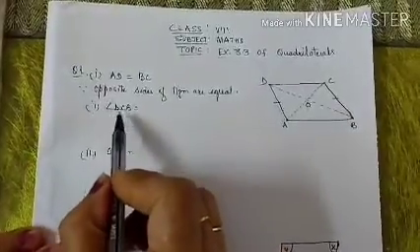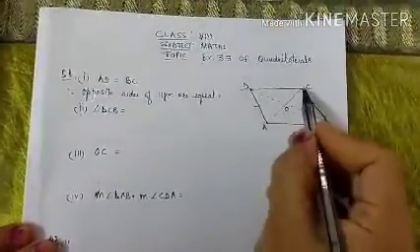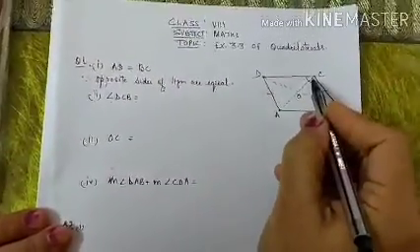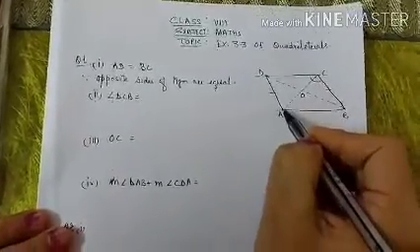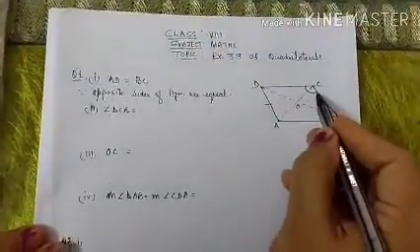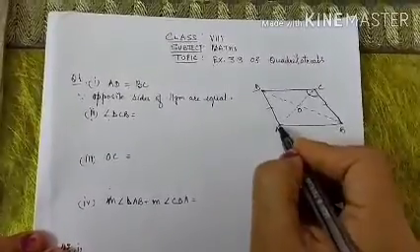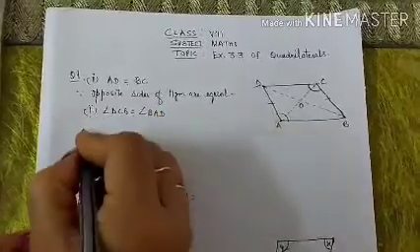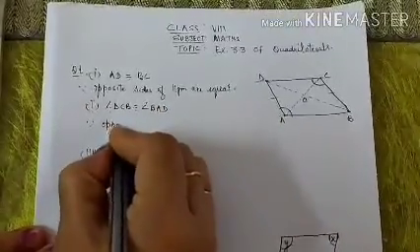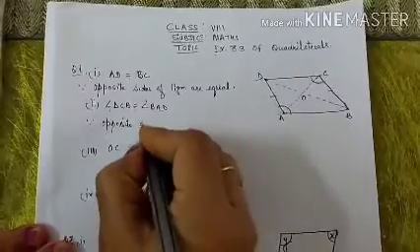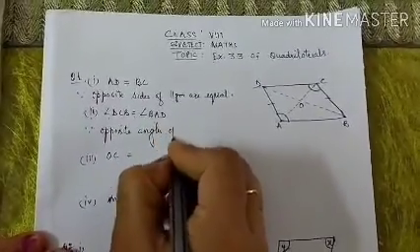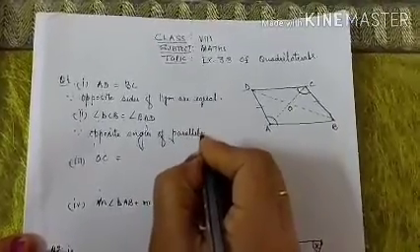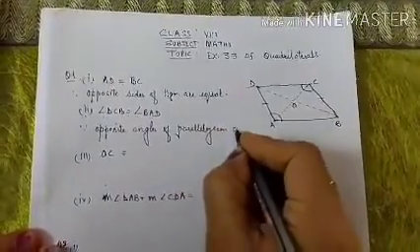Second part, angle DCB. DCB is this angle. We know that the opposite angles of a parallelogram are equal. So angle DCB is equal to angle BAD, because opposite angles of a parallelogram are equal.